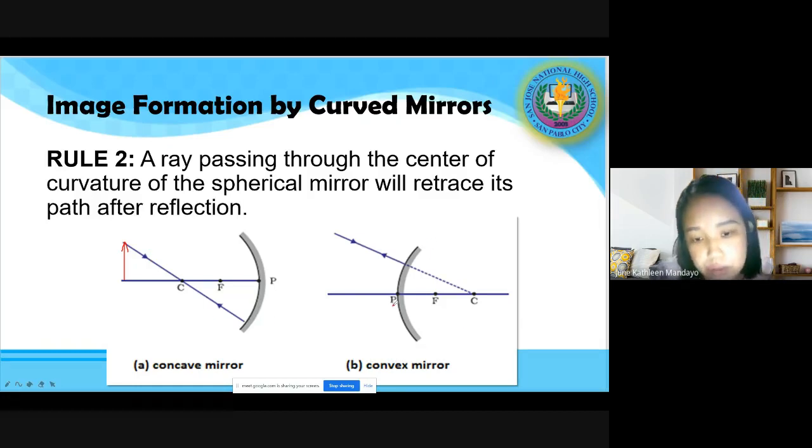Ganun din dito, if you have convex mirror, dito naman sa convex mirror natin, if you have here the object, okay, it will hit the mirror as if tatamaan niya yung center, nakadiretso siya sa center. Pero ito, this one would be just, parang kumbaga imagination. Okay? Kung ganyan yung kanyang direction na tatama siya sa center, it will just be reflected back on the same direction, the same angle. Okay? So we call this rule the CC rule. Center, center. Papunta sa center, babalik sa center.